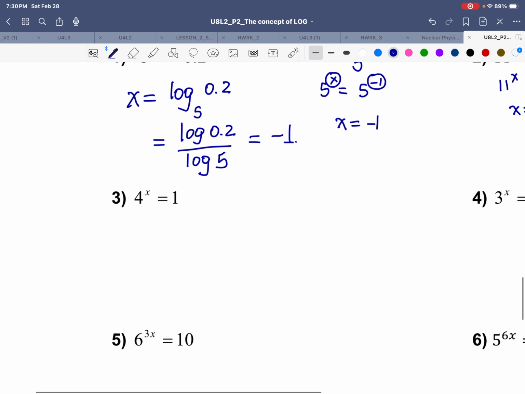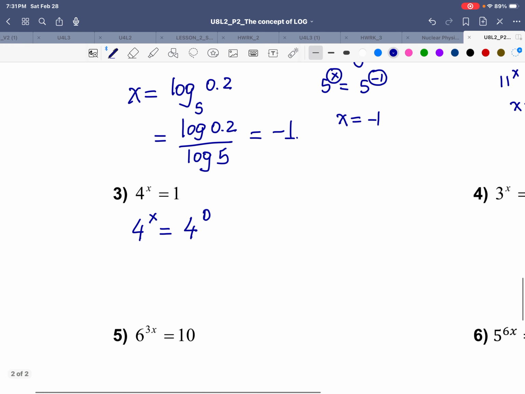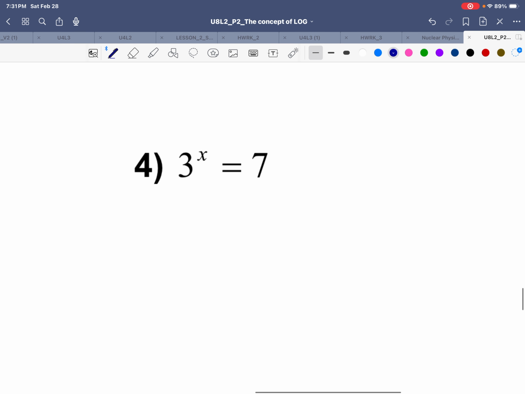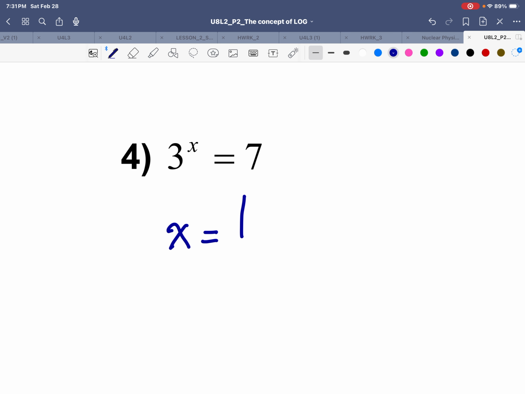Now we're going to move on to the next question. You have 4 to the power of x equals 1. You can write it as 4 to the power of 0, the number 1, and that will make x equal to 0. Now, next we have 3 to the power of x equals 7. In this case, you cannot write this with base 3, so you're going to convert this to a logarithmic statement. So this is the log with base 3 of number 7. That is log 7 divided by log 3.